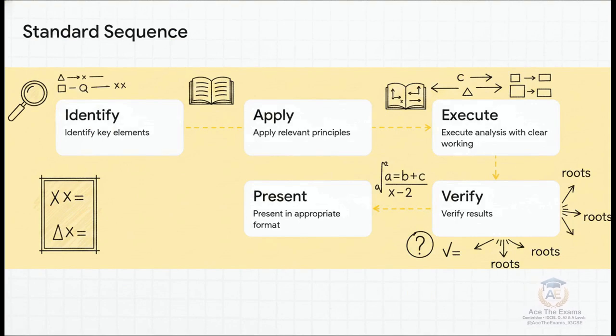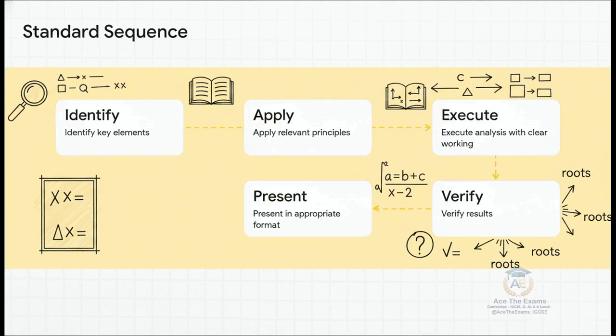Look at it from their perspective. When an examiner has to mark hundreds of papers back-to-back, they are craving a familiar, standardized flow of logic. If your working out looks chaotic, you are going to bleed marks. It's that simple. This 5-step standardized processing pipeline is your absolute survival guide under exam pressure.